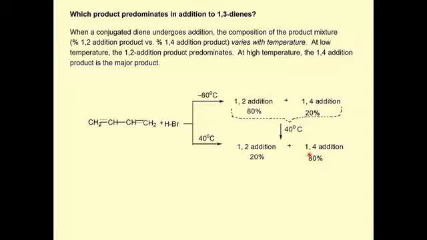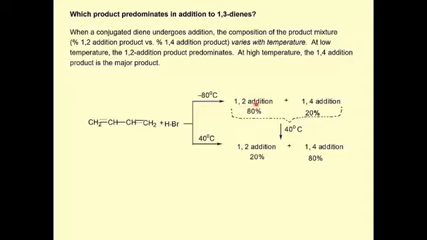You might be surprised to learn that the main variable controlling the percentages of 1,2 and 1,4 addition product to form is the temperature. Temperature is the key to determining which is the major product, which is the minor product. And we illustrate that with this example. I take 1,3-butadiene and HBr. If you go to a low temperature, minus 80 degrees, that's achieved by a dry ice acetone bath.